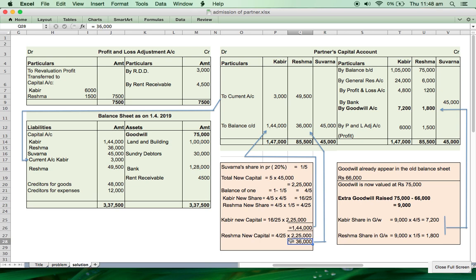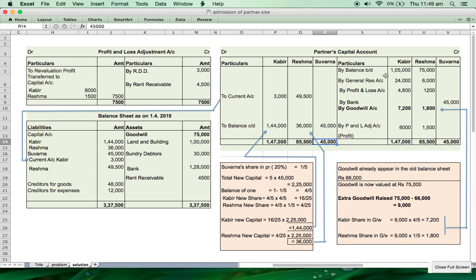Now these amounts which we have calculated here, we are going to show as the closing balance in partners capital account. So here partners capital account debit side, we are going to write it as by balance carried down, Kabir 1,44,000, Reshma 36,000 and Suvarna 45,000. After writing the closing balance, we are going to close the partners capital account. Here new partner's account will get closed automatically, and there will be some difference in Kabir's and Reshma's account.